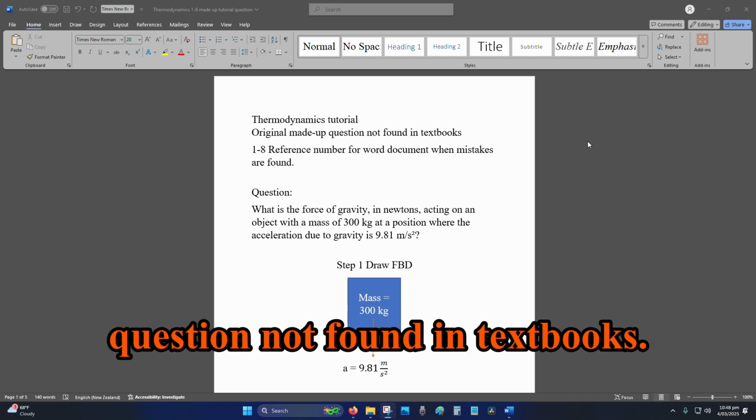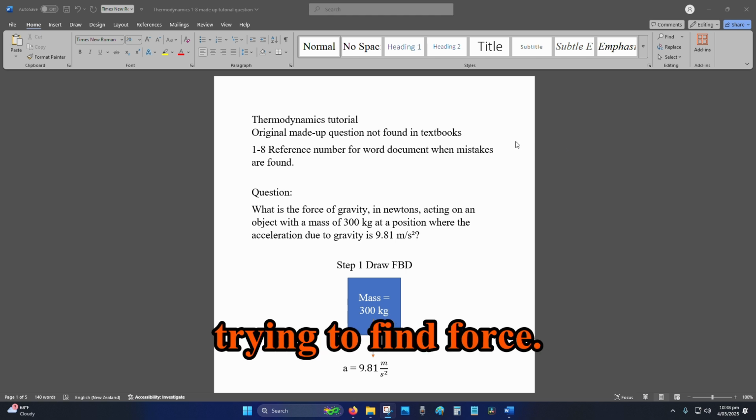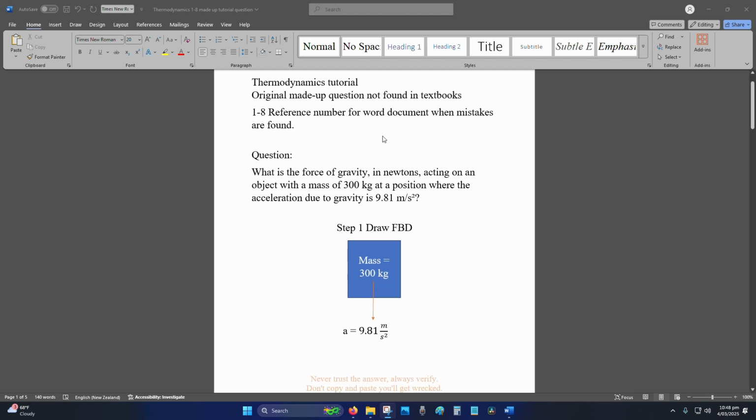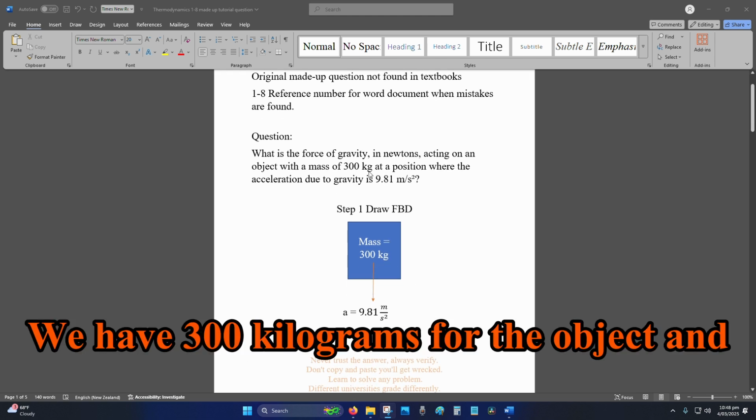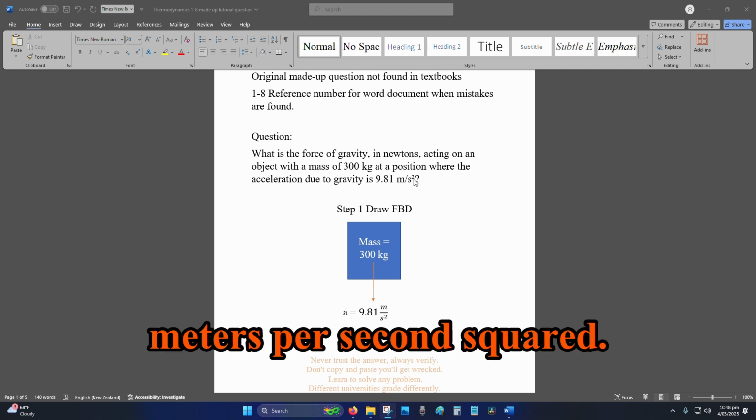This is a made-up question not found in textbooks. In this question, we're trying to find force. We have 300 kilograms for the object, and we have gravity at 9.81 meters per second squared.